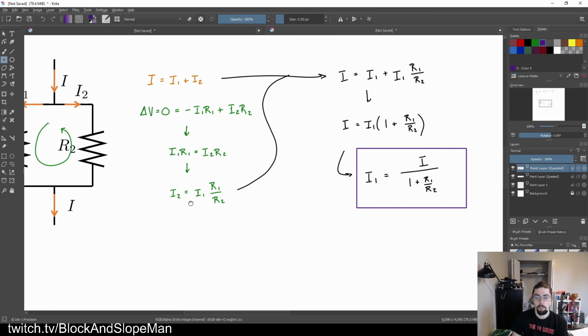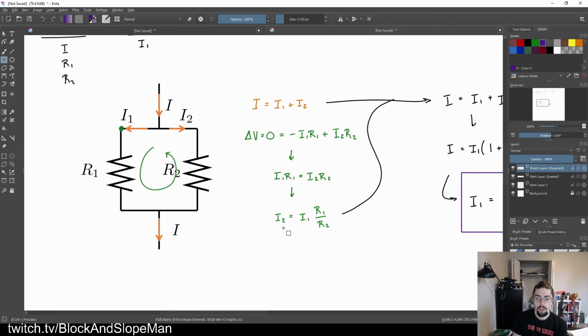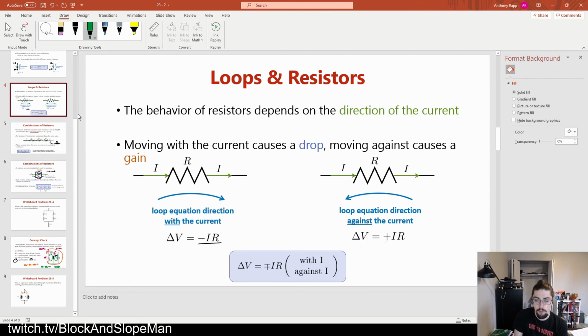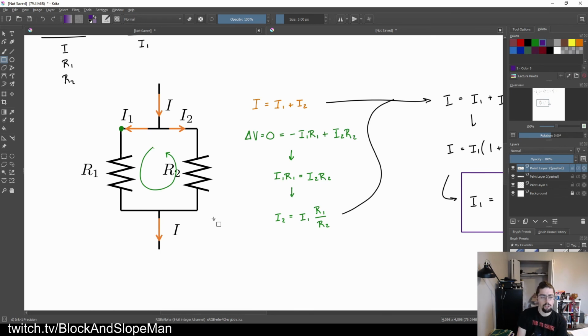Because remember, it's based on the direction that I go. So if I'm looking at this picture, for example, if I'm going with the current, that's a minus IR, whereas if I'm going against the current, that's a plus IR. That's where that one's coming from. I talk about that a little bit in the 28-1 lecture.